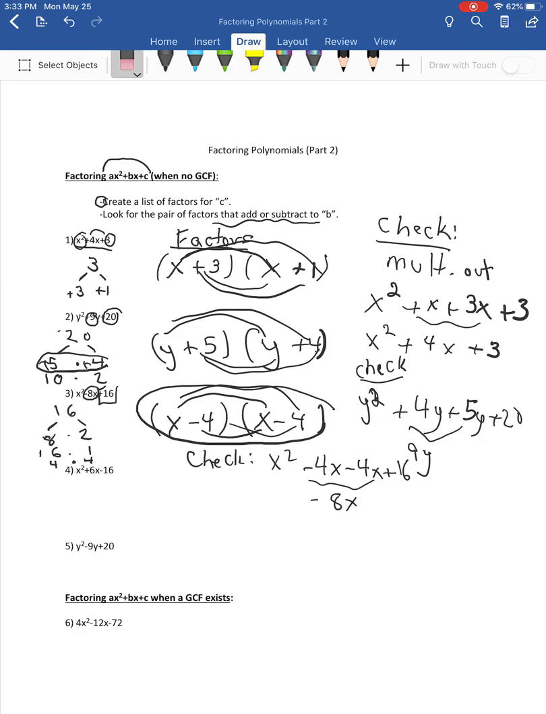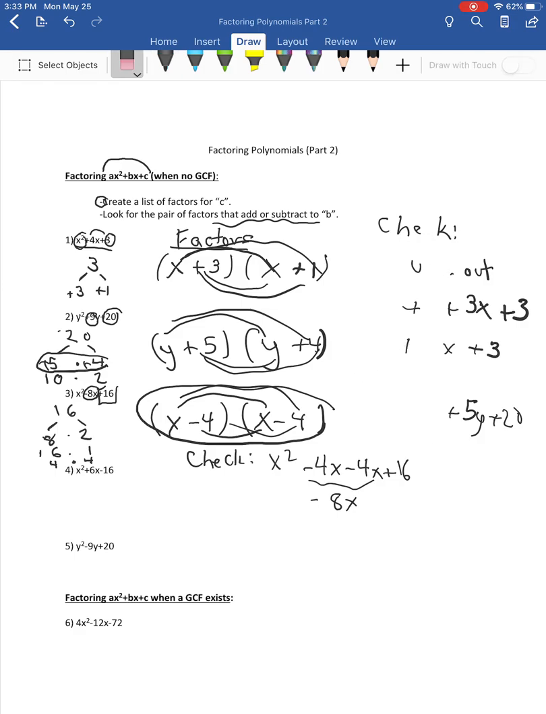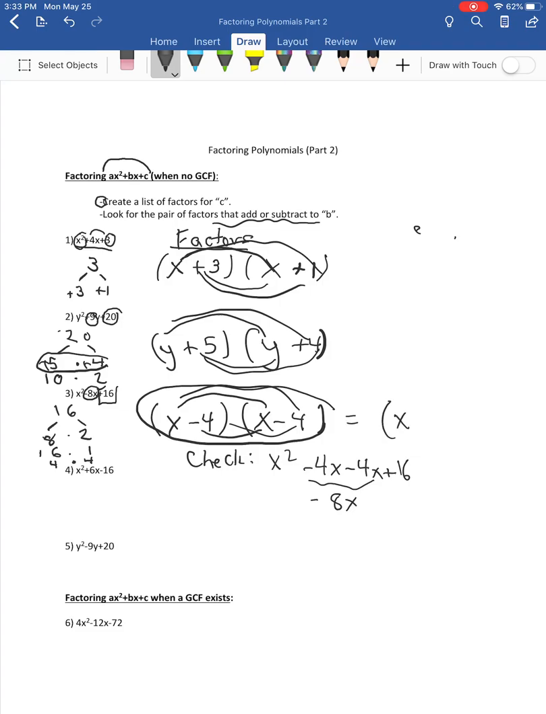And let me do some erasing. This is getting pretty crowded. By the way, when we have x minus 4 times x minus 4, another way to write this is x minus 4 squared.